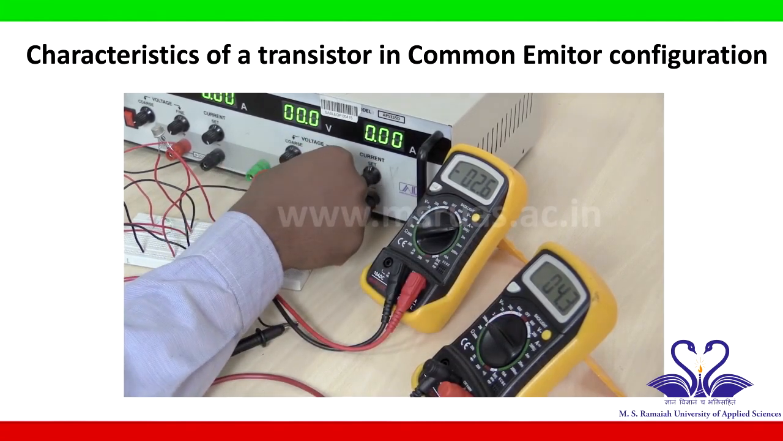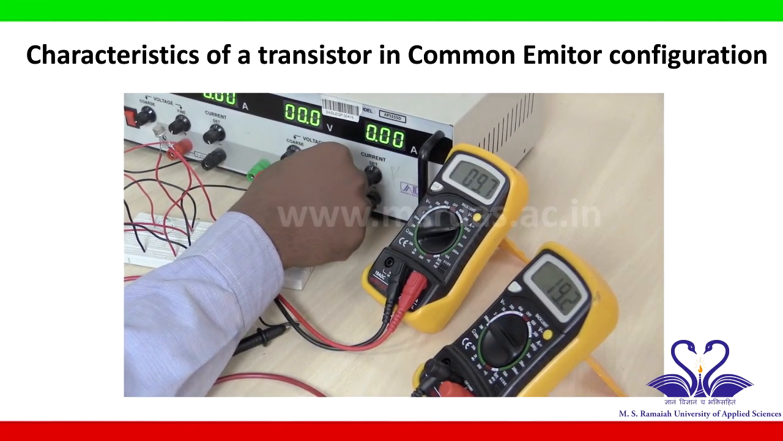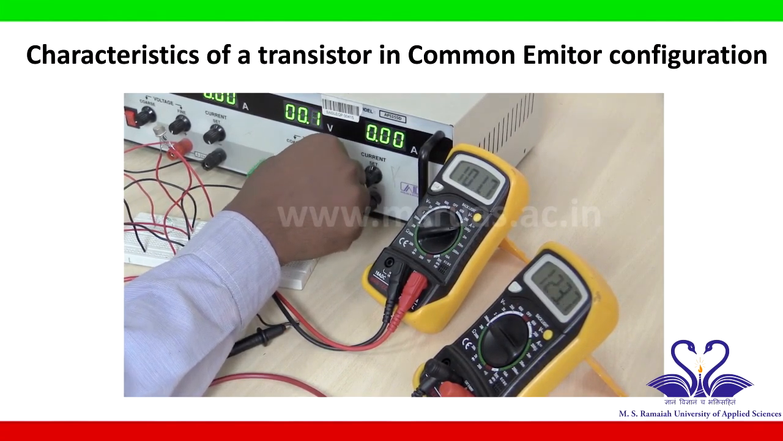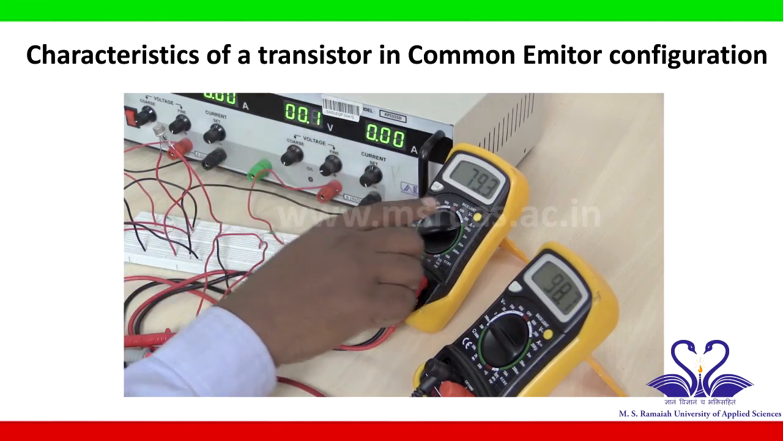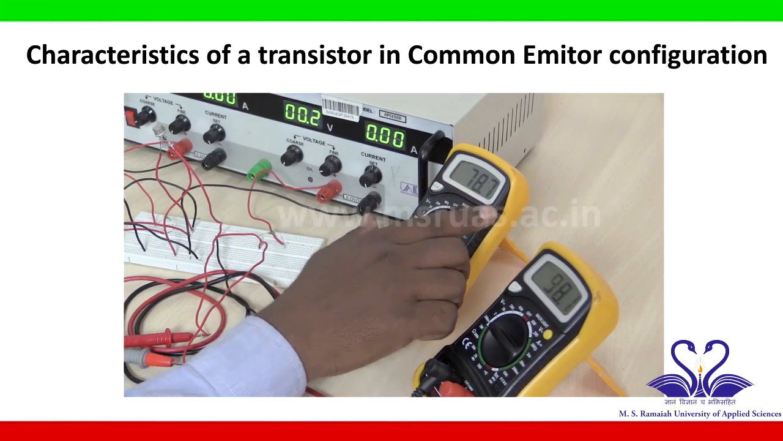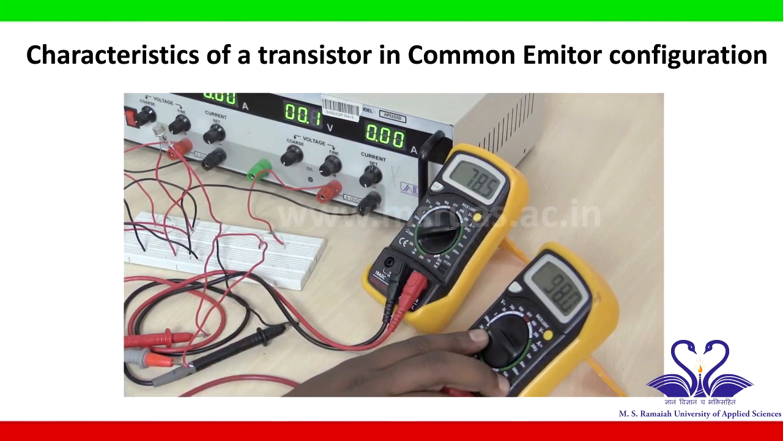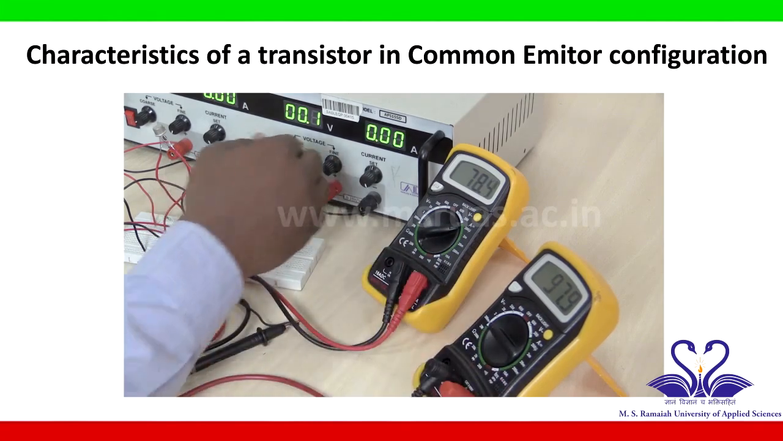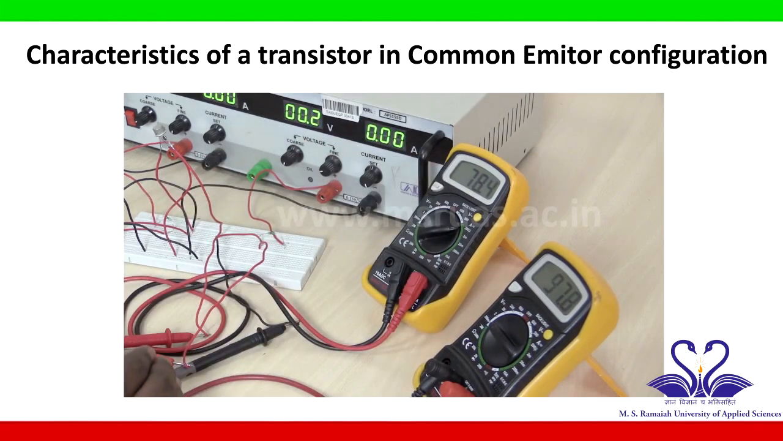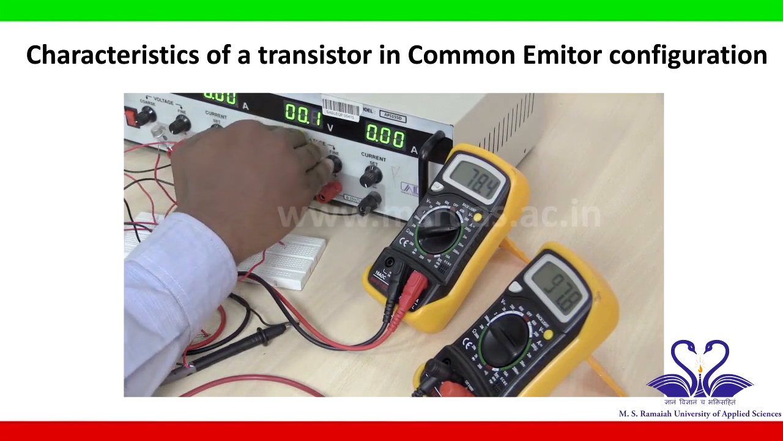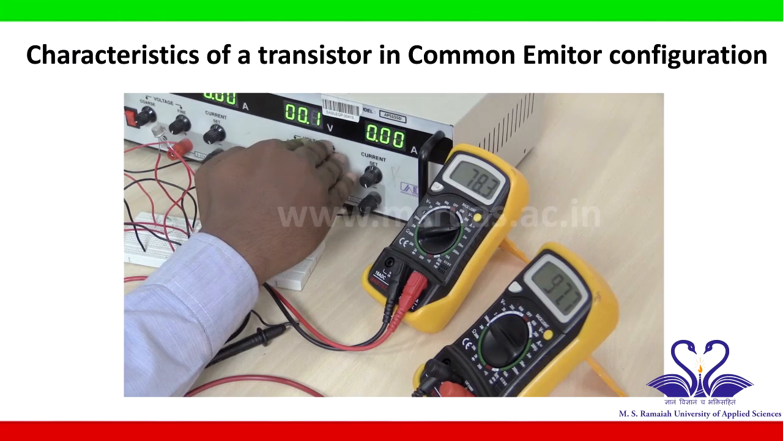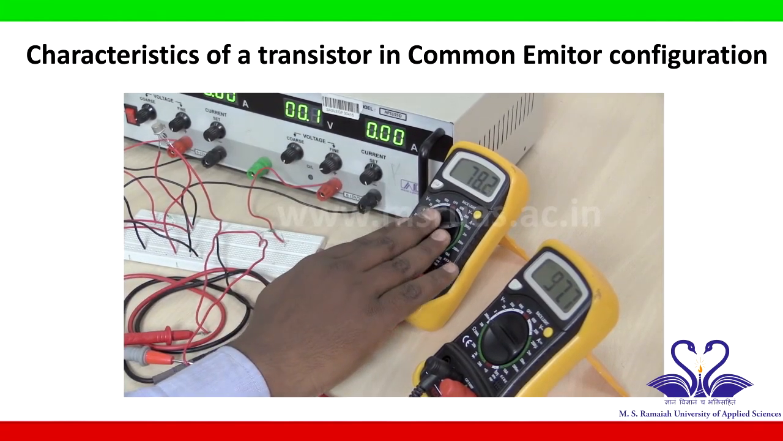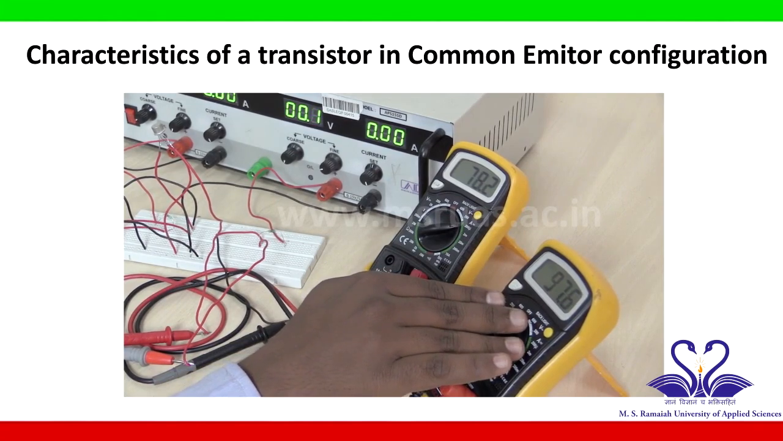For example, for a value of VCC as 0.1 volt, I am getting IC as 78.8 microamps and VC as 98 millivolt, and note down these values in the given tabular column. Now go on increasing this value in steps of 0.1 up to 1 volt. After 1 volt, vary in steps of 0.5 up to 6 volt. Note down the corresponding values of IC and VC in the given tabular column.